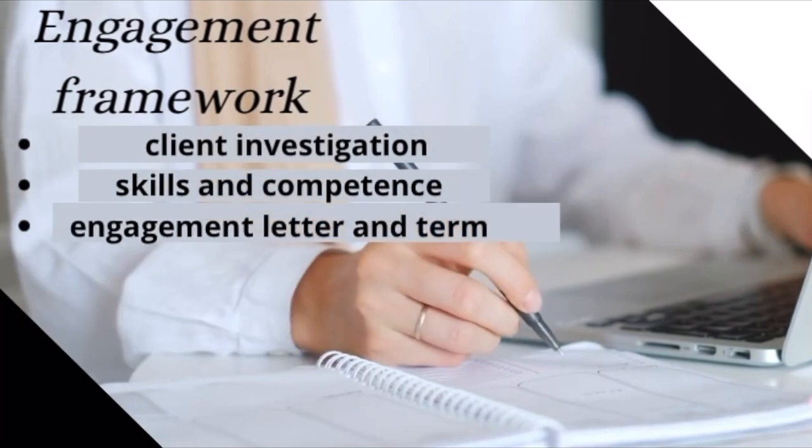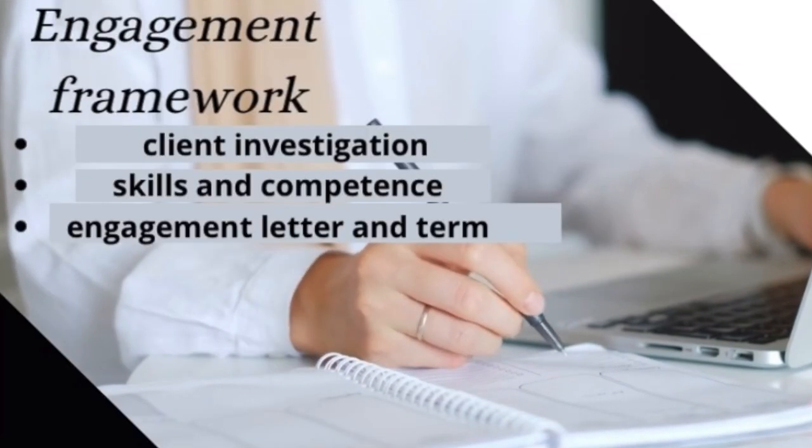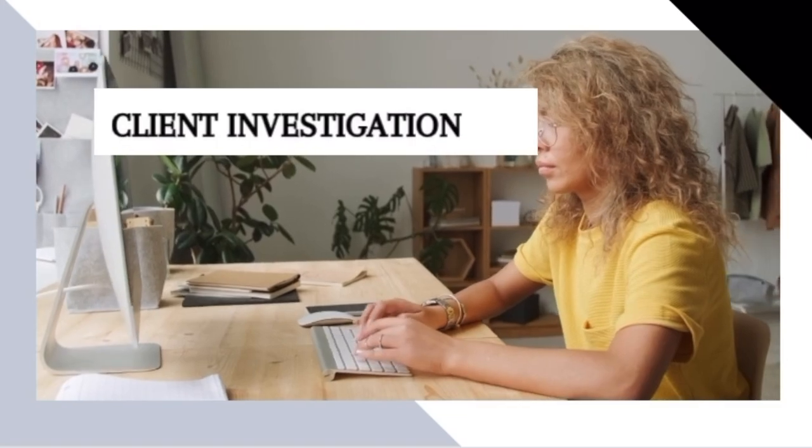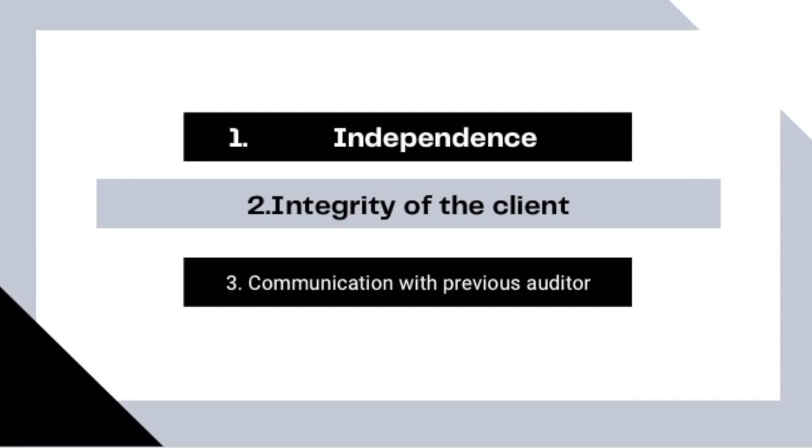So just to start off with, what exactly is the audit framework? That is the audit framework in terms of engagement planning: the client investigation, second, skills and competence of the audit, and then thirdly, the engagement letter. So to break that up, the client investigation is made up of independence, integrity, and communication with the predecessor auditor. Then the second step, skills and competence, is basically the skills and competence as well as the resources of the auditors. And then last, the engagement letter. Has an engagement letter been signed, and can the client afford to pay the engagement fees? So let's just speak about those in a bit more detail.